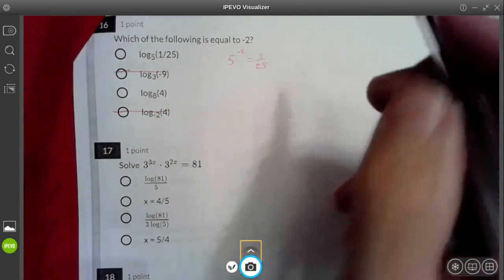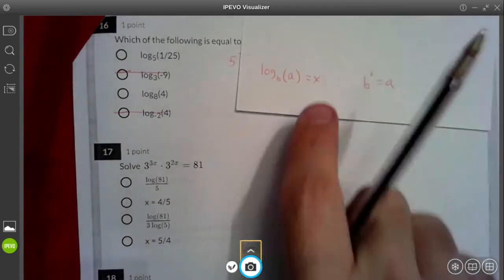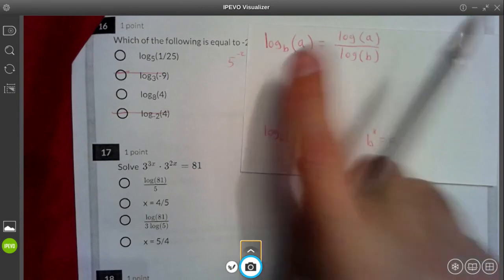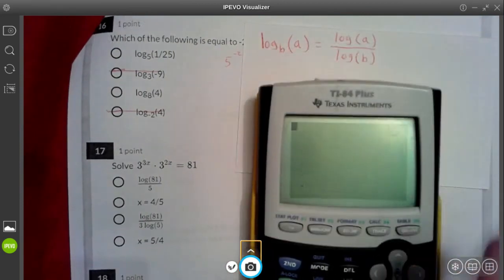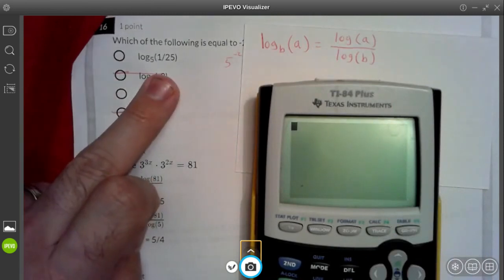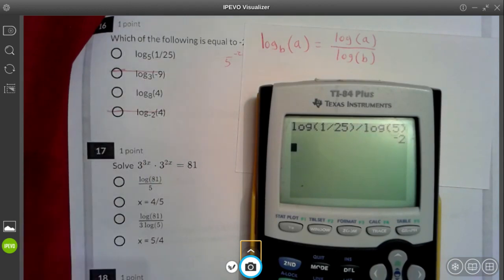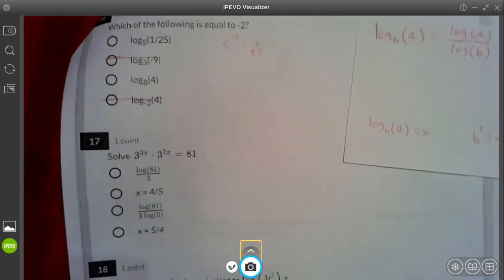That's our relationship. But if you type this into the calculator using your little change of base formula, it will come out to -2. Okay, so we would do log of 1/25 divided by log 5, and it comes out to -2. Just evaluate the logarithm and see if it gives you -2.